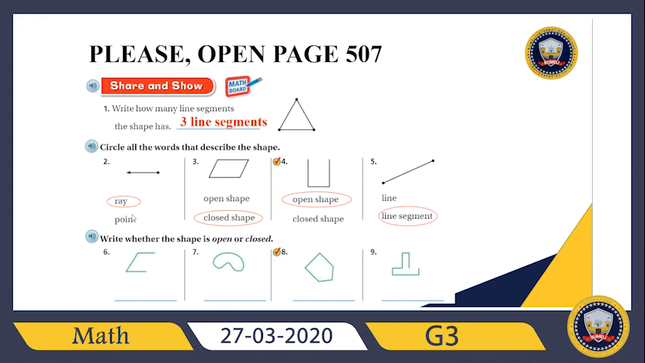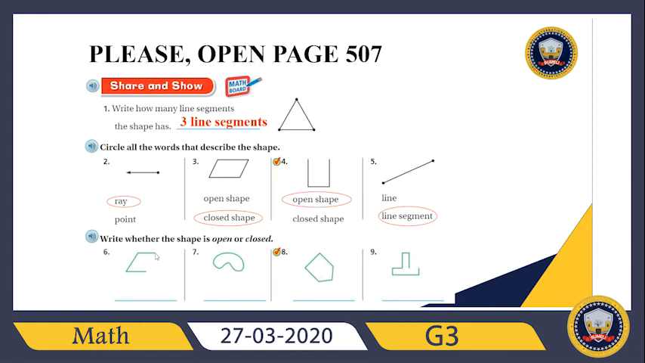Okay, what about the next? It says, write whether the shape is open or closed. How can I decide if it's open or closed? I need to start from a point. If my end point and start point are the same, in this situation it will be a closed shape. But if my start point and end point are different, in this situation I will say it's an open shape.